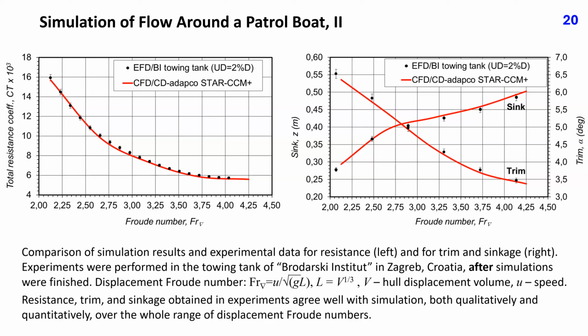Resistance, trim and sinkage obtained in experiments agree well with simulation both qualitatively and quantitatively over the whole range of displacement Froude numbers. Discrepancies are everywhere within measurement uncertainty, indicated by these bars. It is advisable to always perform simulation before doing experiments. This helps to identify critical features and better prepare the experiment, including the choice of instrumentation and distribution of measurement locations when field measurements are performed.